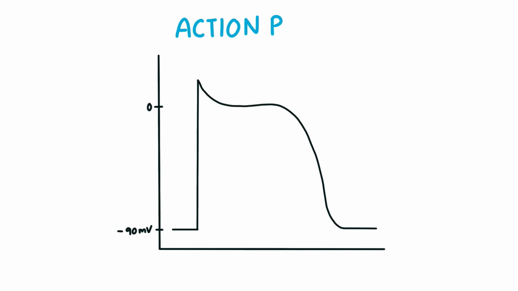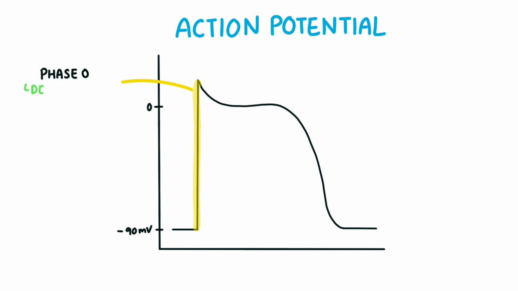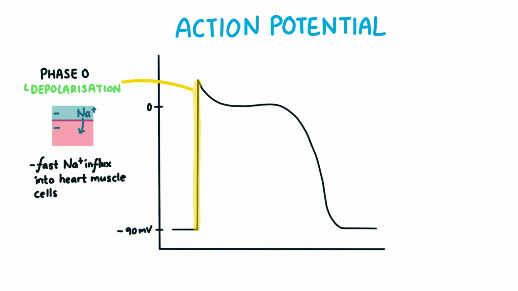Now, we're going to talk about the fast action potential. At resting potential, the electrical charge inside the cell is around -90 millivolts. The process starts with phase 0, the depolarization phase. Fast sodium channels open, and a rapid influx of positive sodium ions rushes into the heart muscle cells. This makes the inside of the cell more positive, creating a sharp upward spike on our graph. The inward flow of sodium ions stops once the electrical charge inside and outside the cell becomes equalized.